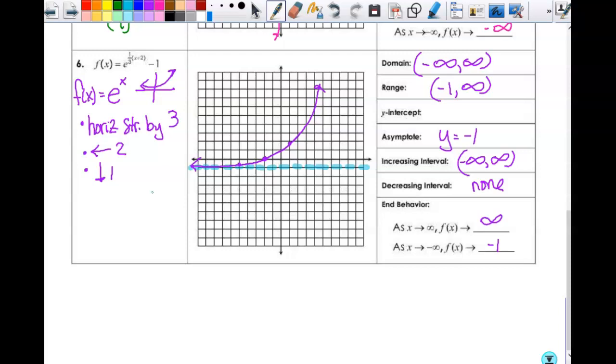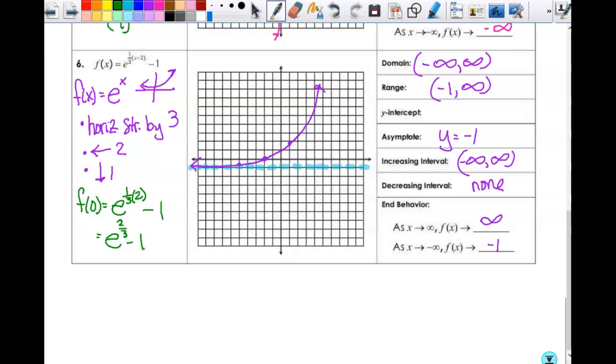What am I missing? Y-intercept. And I have one, right? So I got to find it, but I can't guess off the graph. So f of 0 equals e to the 1/3 times 2 power minus 1, right? So what's 2 times 1/3? 2/3. So I get e to the 2/3 minus 1.